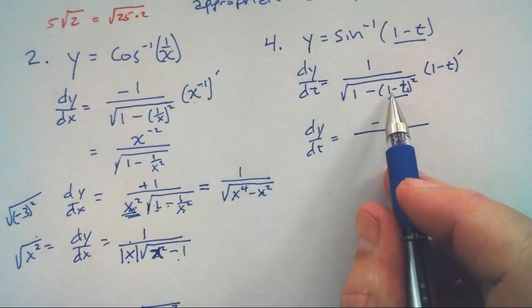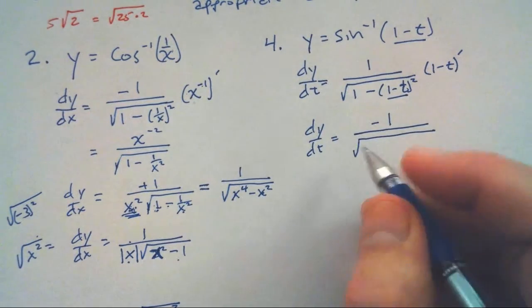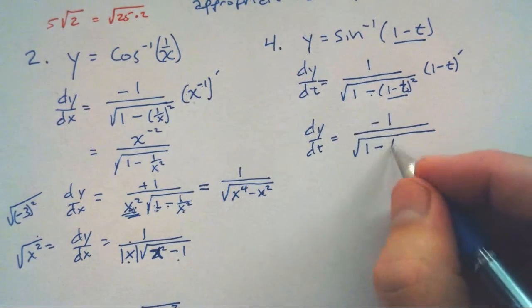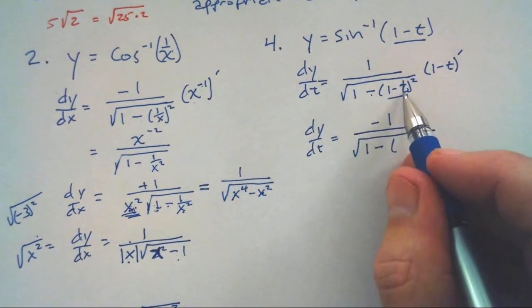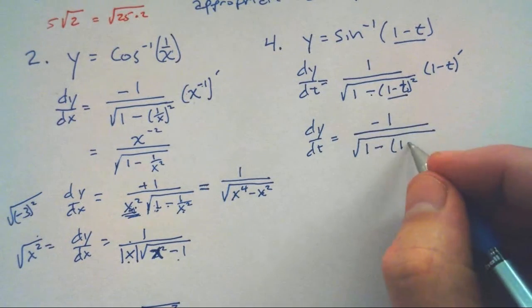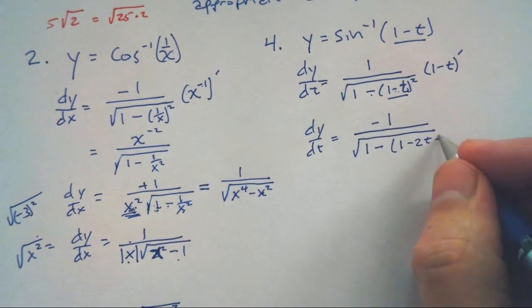On, there's some reason to FOIL this. I think I'm going to have some good things happening. I'm scared to make sure I distribute that negative, so I'm going to leave the parentheses. If I FOIL 1 minus t times 1 minus t, I'm going to get a 1. I'm going to get a minus t and another minus t. And I'm going to get a plus t squared.